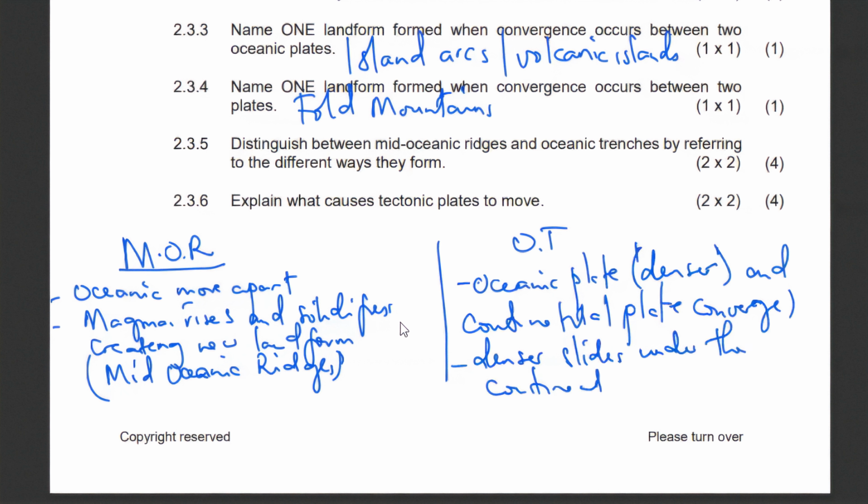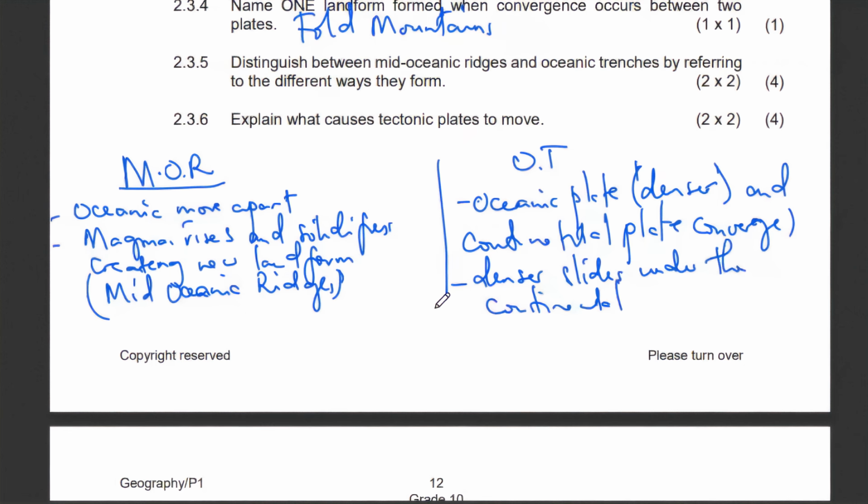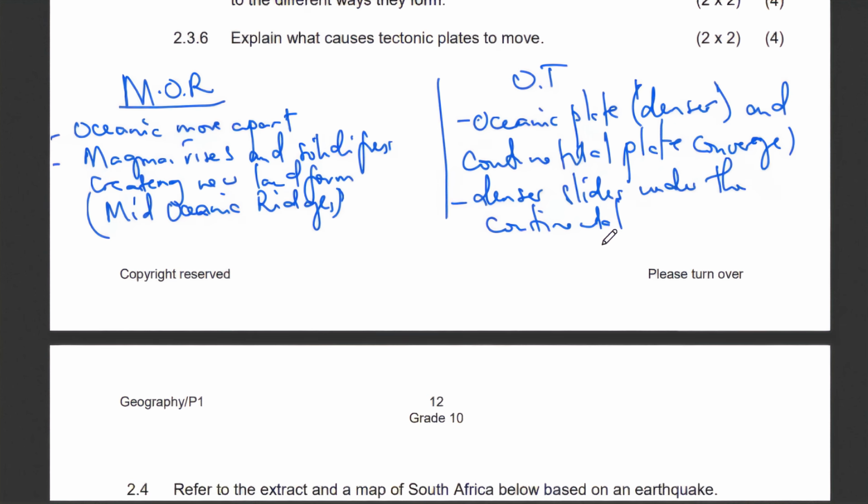So by doing so, it is going to create very deep parts of the sea, which are the trenches. So it slides beneath the continental crust, resulting in some areas of deep waters within the oceans and the seas because of the sliding beneath, which is done by the oceanic plate. Right. Then we move on to the last question.